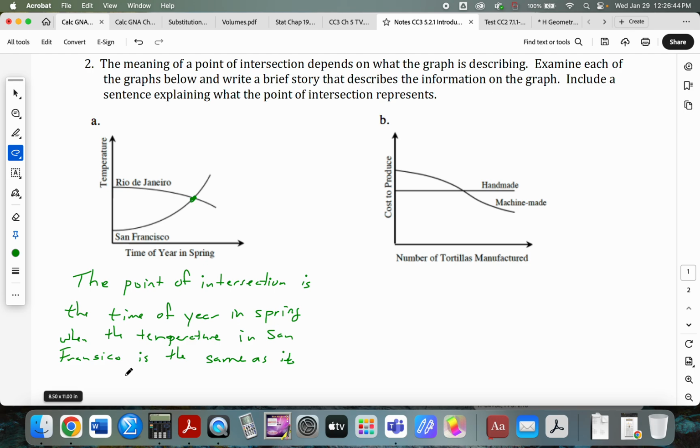Why aren't you writing this? I already wrote it. You already wrote this sentence just like I'm writing it right now? I wrote it shorter, but it has the same information. Okay. Read me your sentence, please, sir. The point of intersection is the time of year in spring when the temp meets. That's not good enough. I'm sorry. You need to write all of this, please. It doesn't have all of the information. All right.